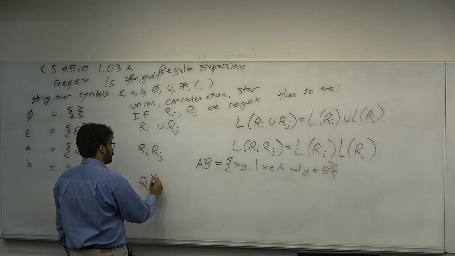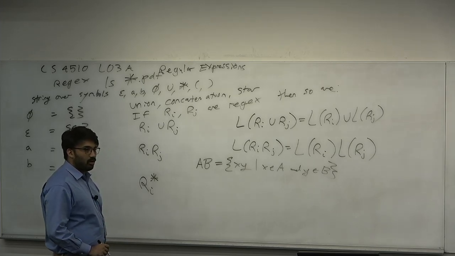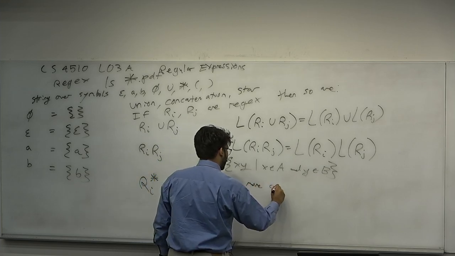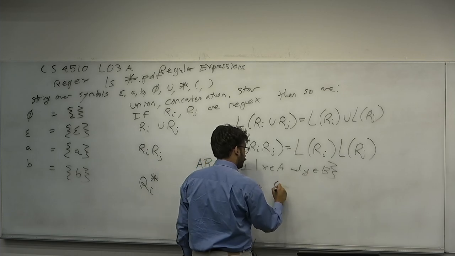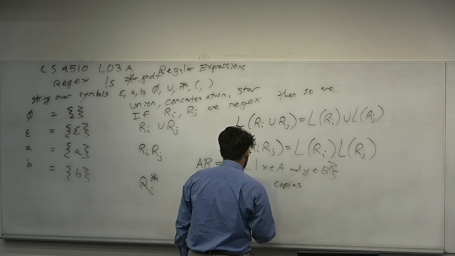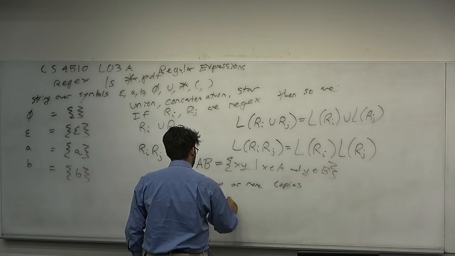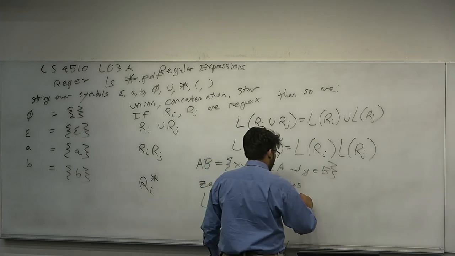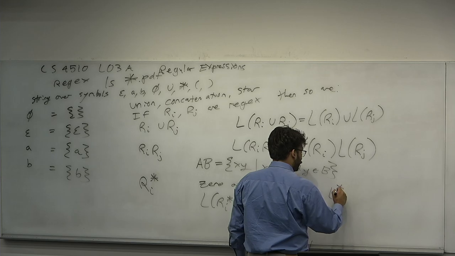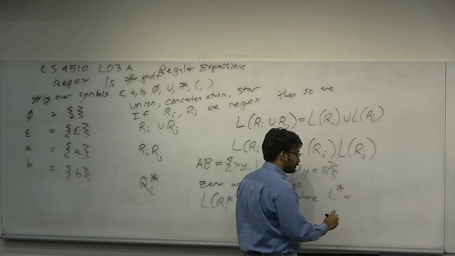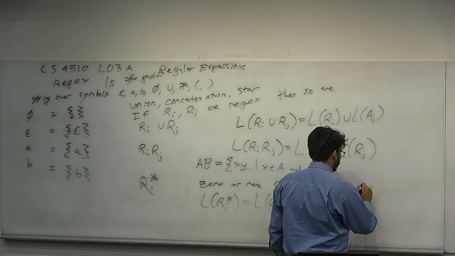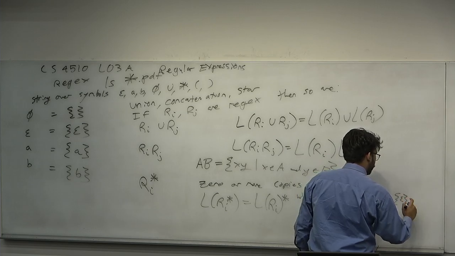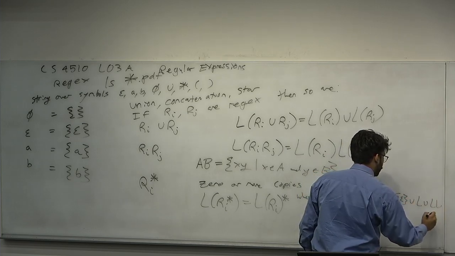Ri star is going to correspond to zero or more copies of ri. So L of ri star is going to correspond to L star, where L star is going to be zero or more copies of whatever's in that language specifically. So it's going to be the union of i equal to zero to infinity of L to the i, which is equal to the set containing nothing, union L, union LL, etc.